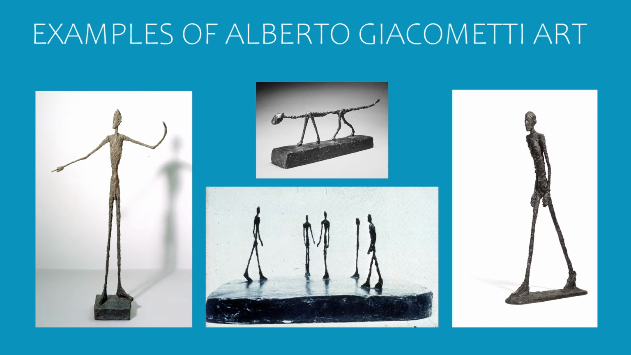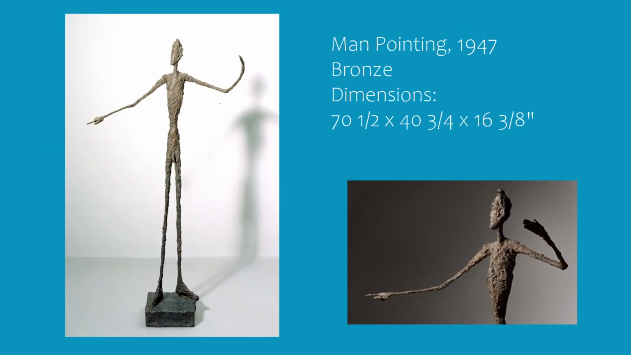Examples of Alberto Giacometti art. These four examples are all made out of bronze, varying in size. Man Pointing, 1947, bronze, dimensions 70.5 by 40 3/4 by 16 3/8 inches. Notice how textured the figure is. Think about how the thin, elongated arms and legs contrast with the strong metal that it is made of. It became the most expensive sculpture ever when it sold for $141.3 million on May 11, 2015.